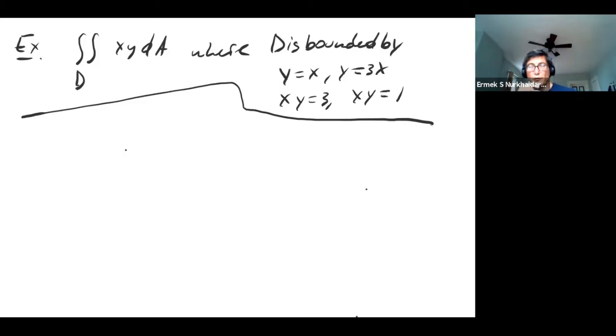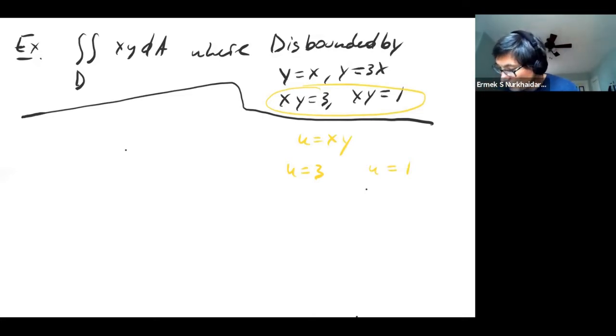So let's have a look at what is going on here. Just looking at what you have, if you want to do substitution, then you almost immediately see that you kind of want to make it u equals x times y, because that is going to force u equals 3 and u equals 1, which are going to be extremely nice bounds. Okay.